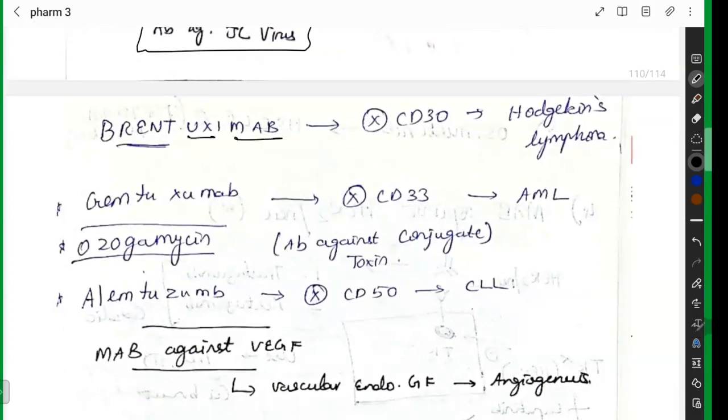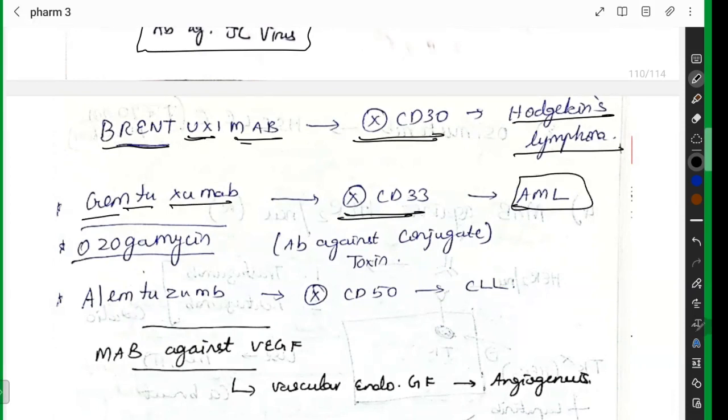Then you have something called brentuximab. Brentuximab is going to be a CD30 inhibitor. This is used in Hodgkin's lymphoma. And gemtuzumab. Gemtuzumab is a CD33 inhibitor given in AML. And ozogamicin is an antibody conjugated to a toxin. Remember, it is an antibody acting against conjugated toxin. Then you have alemtuzumab. Alemtuzumab is a CD52 inhibitor, used in CLL.